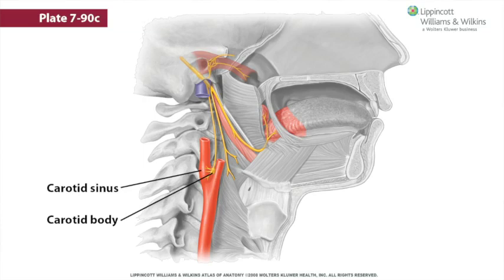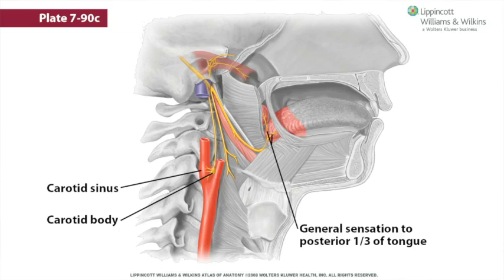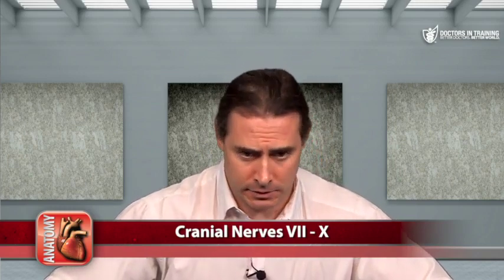The neurons involved in general sensation to the posterior 1/3 of the tongue, the mucosa of the oropharynx, and the tympanic cavity also have their cell bodies in the superior ganglion. The inferior ganglion contains the cell bodies of the neurons involved in the special sense of taste to the posterior one-third of the tongue and general sensation to skin on the outer part of the ear.